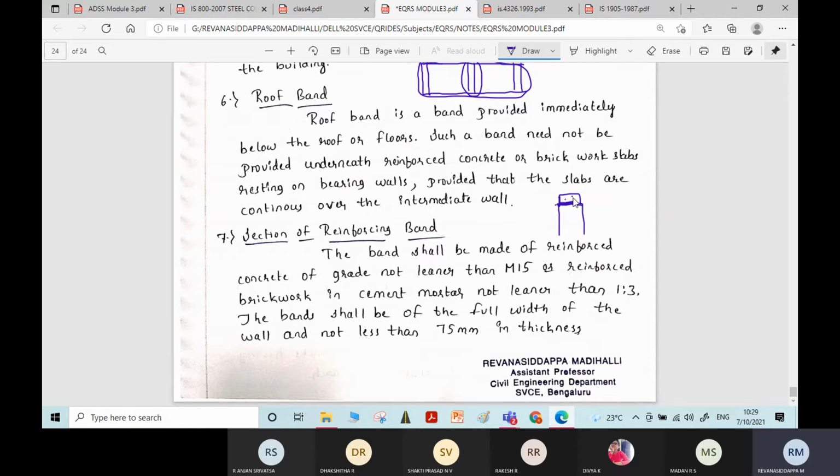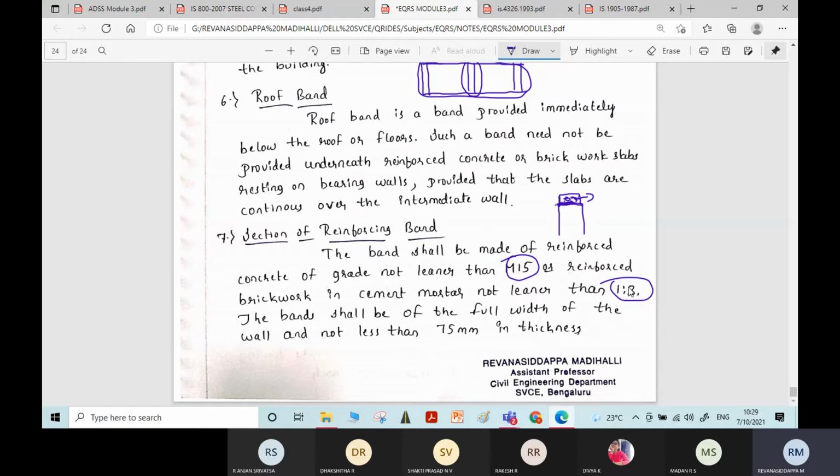Over the wall, you are providing the roof band, no? A small reinforced concrete beam you are providing. With respect to that section, there is a guideline. The grade of concrete should be minimum M15 grade. And for reinforced brick work, cement mortar not leaner than 1:3. The proportion should be minimum 1:3, not beyond that. 1:4 is not allowed.